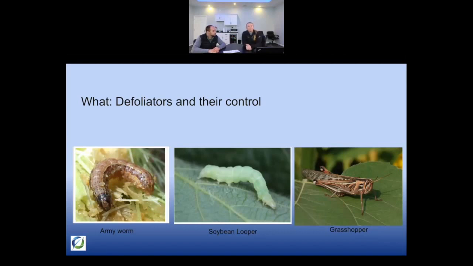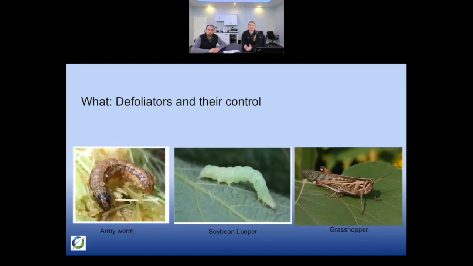Then the loopers, those are interesting. We can kind of group the loopers and the clover worms. They look pretty similar, but the looper is going to be just a tad bit harder to control than a clover worm. So if we see thresholds out there for loopers, it's probably not going to be the only insect that we're going to have problems with.